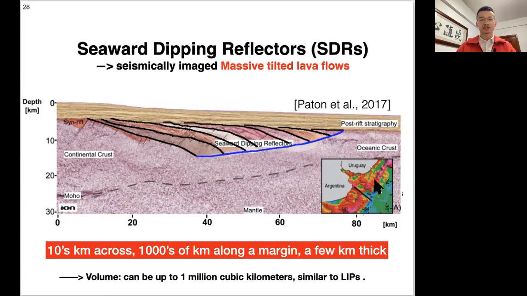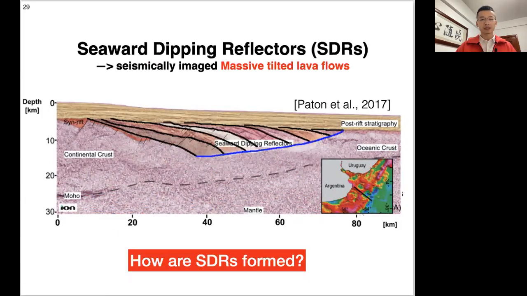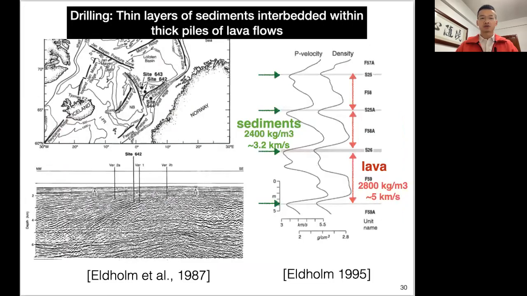The SDR wedges generally have a spatial domain of tens of kilometers across, up to thousands of kilometers along strike, and several kilometers thick, resulting in a total volume up to 1 million cubic kilometers, similar to that of LIPs. And so how are SDRs formed? Well, drilling offshore Norway indicates there are thin layers of sediment interbedded within thick piles of lava.